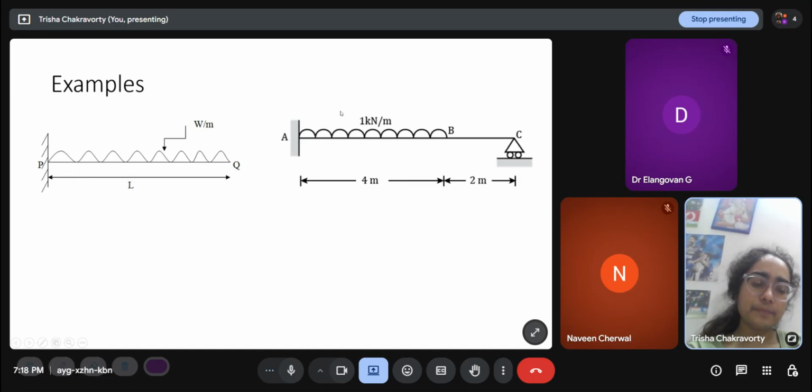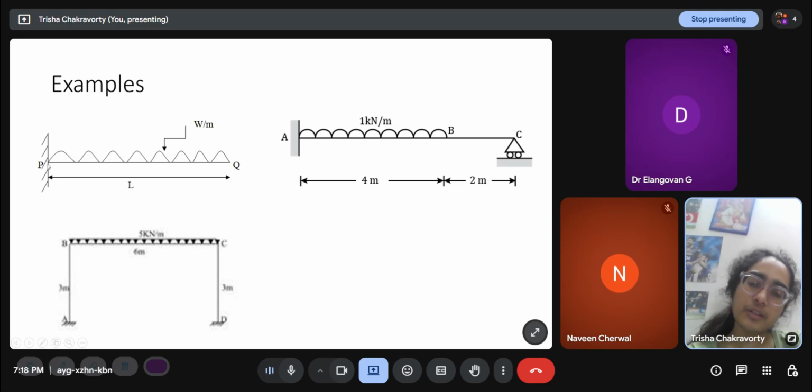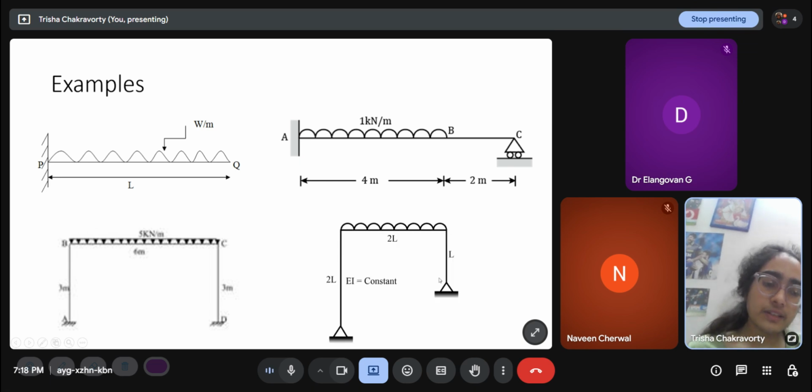This is a frame, a portal frame with two fixed supports. So whether it's a beam or a frame, the number of equations of equilibrium remain the same. It's 3 in any case. The number of reactions here is 3 plus 3, 6. So total the degree of indeterminacy is 3, and here the degree of indeterminacy is 1 because there are two forces, two reactions here, 4, and 3 equations.